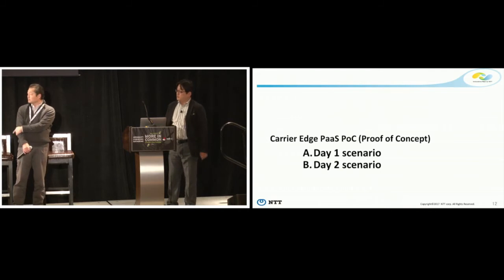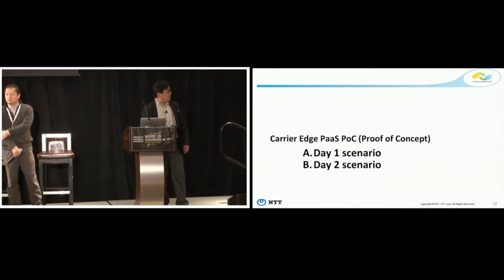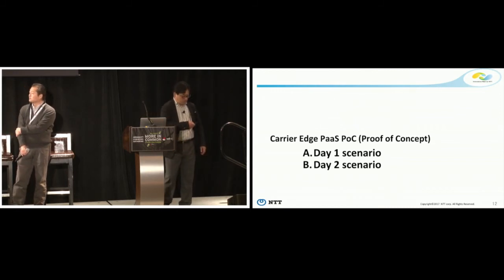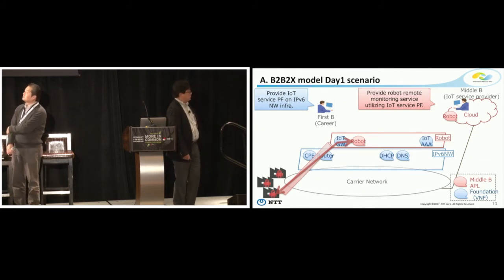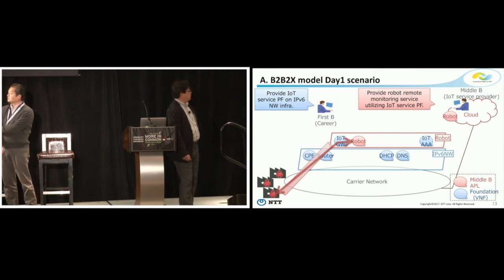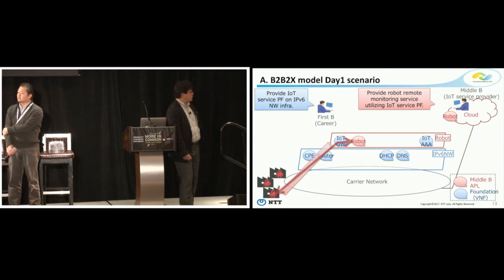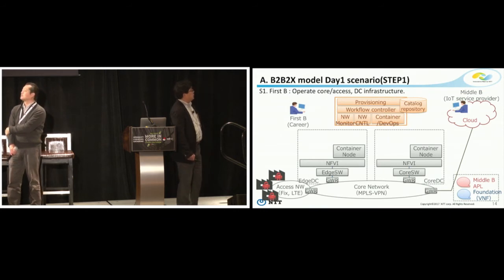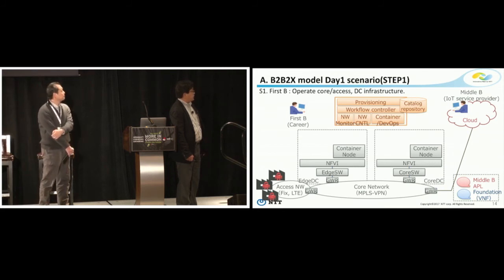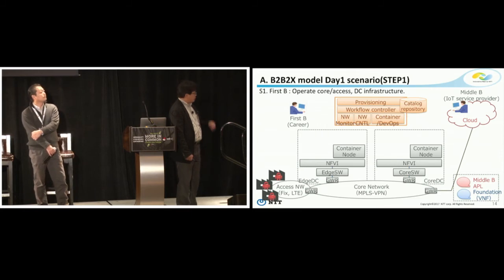So to prove the concept, we developed the POC environment. I would like to discuss our developed scenario. This is a day one scenario. As shown in the figure, we carrier provide an IoT service platform on IPv6 network infrastructure, and the IoT service provider provides a robot remote monitoring service utilizing the service platform provided by us. And the carrier operates core MPLS VPN network infrastructures, access network and data center infrastructures.